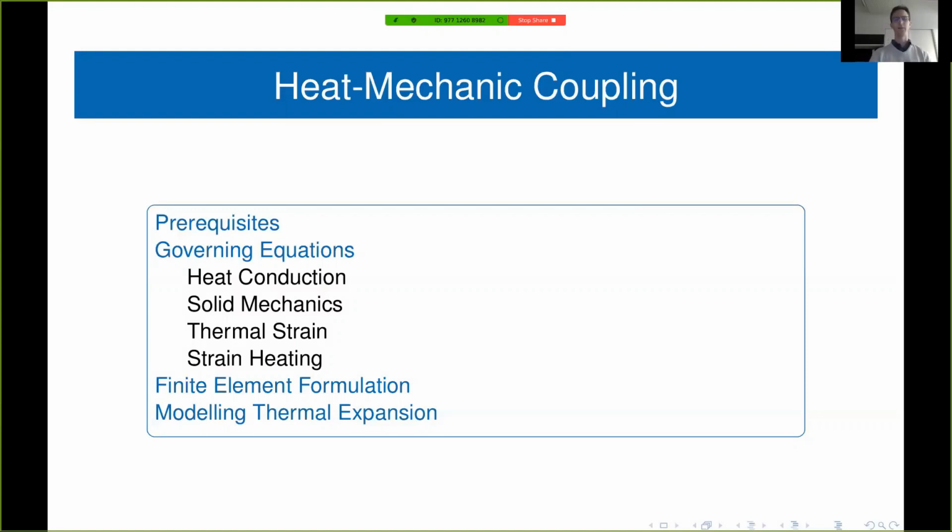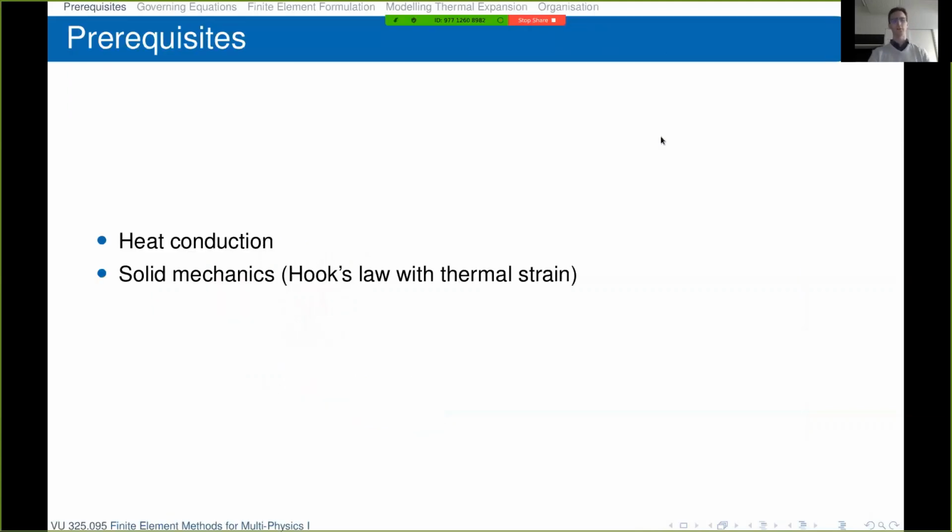And then I'll give a few tips and important points you have to consider when you model heat mechanical coupling. Okay, so let's start right into it. Of course, we need heat conduction and we need solid mechanics to model thermal expansion. So in solid mechanics, we need to adapt our Hooke's law to include thermal strain.